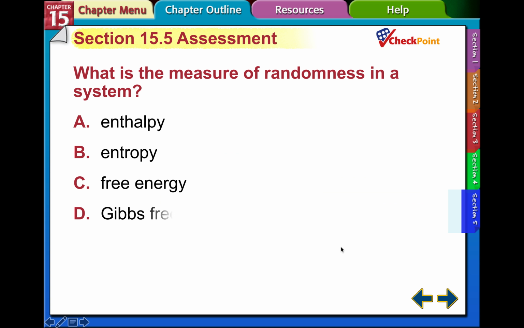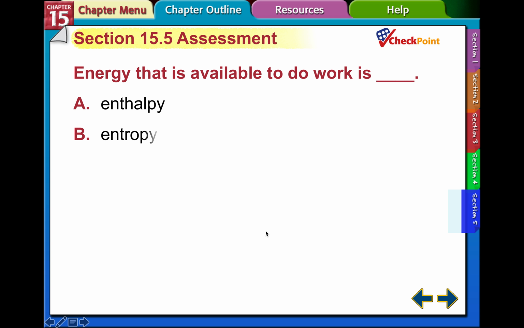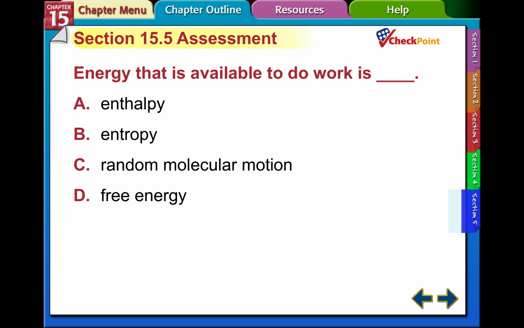Now, last but not least, let's take a look at assessments. So, what is the measure of randomness in a system? Pause now if you need more time. You guys should have gotten entropy. Not enthalpy, but entropy. And lastly, energy that is available to do work is what? Did you get free energy? That's what you should have gotten.